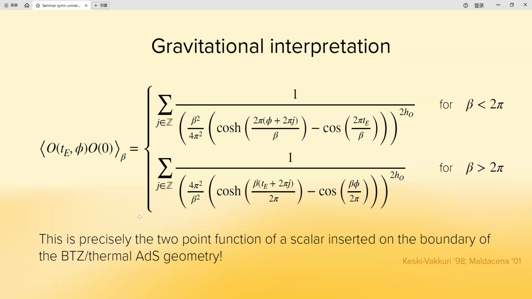And well, if we could click, then this would still be a surprise, but you can already see what is happening. This is precisely, in case you didn't recognize it, the 2-point function of a scalar field inserted at the boundary of the BTZ geometry or thermal AdS. And so thermal 2-point functions in symmetric product orbifolds are identical to those computed in 3D gravity.